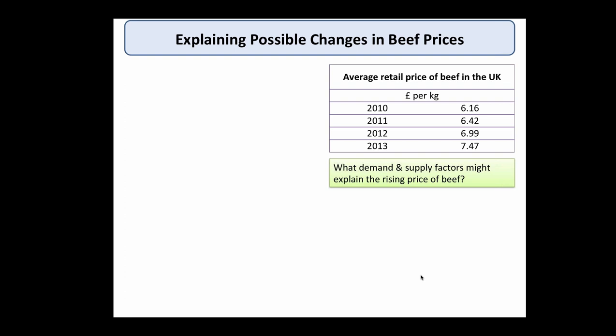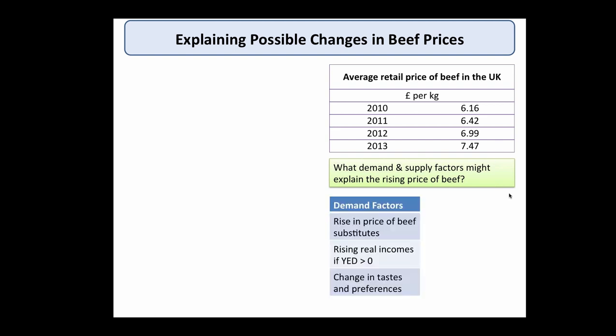So here's a question on the market for beef. What's been happening in this industry is that the price that consumers have been paying for beef has been going up. It's risen from a little over £6 per kilogram to nearly £7.50 as shown by this table. And so you may be asked to explain, well, what might have caused this? What demand factors and what supply factors might have explained higher beef prices? I'm sure you can probably think of some already.